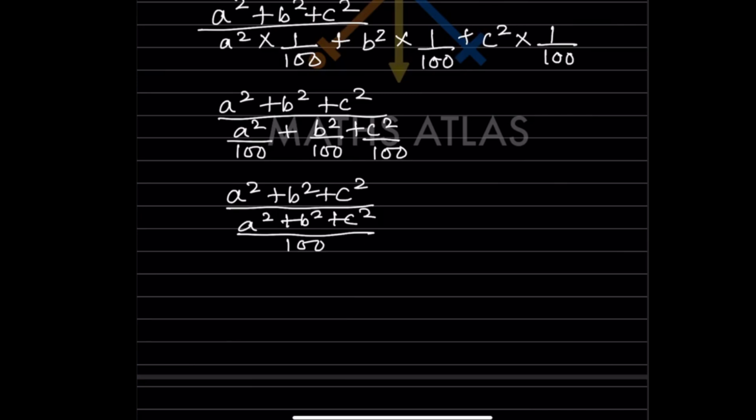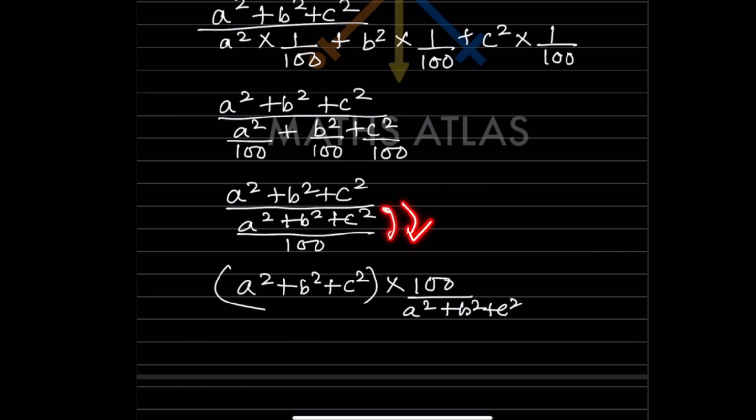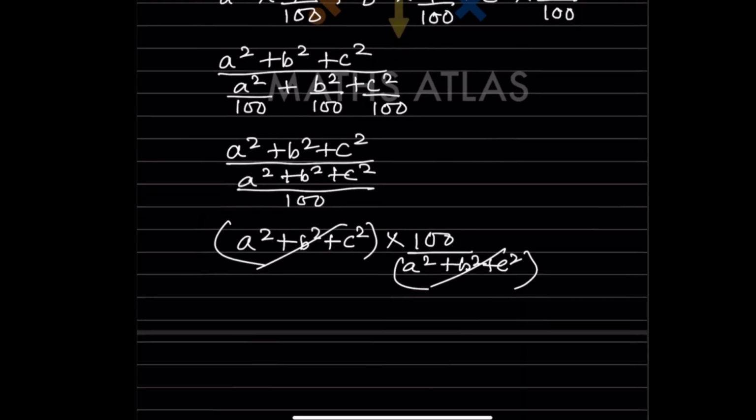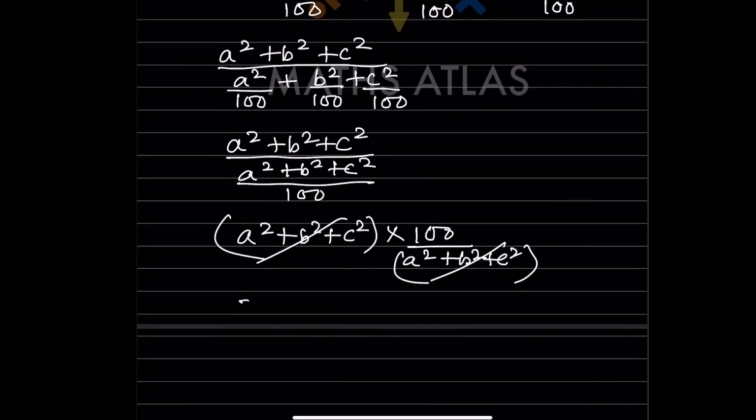Now this is the numerator and this is the denominator. This denominator we can flip over, and the numerator we keep as it is. So a square plus b square plus c square, let us write this in a bracket, multiplied by, if we flip over, 100 will be here, and this will be again a square plus b square plus c square, because this is going to get flipped over. So now we can cancel this out. What remains is 100. So the answer is 100.